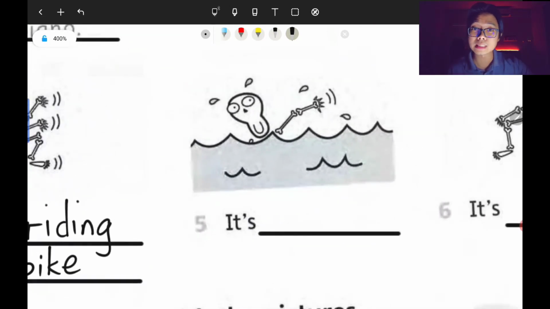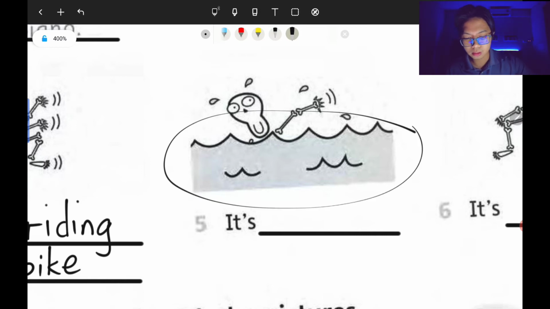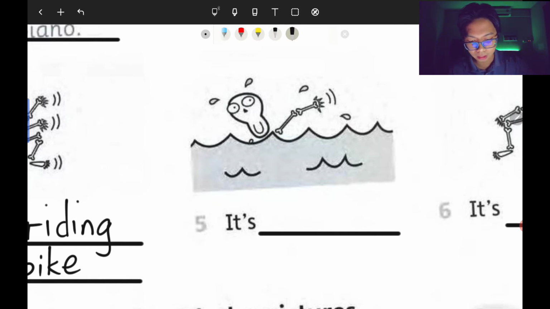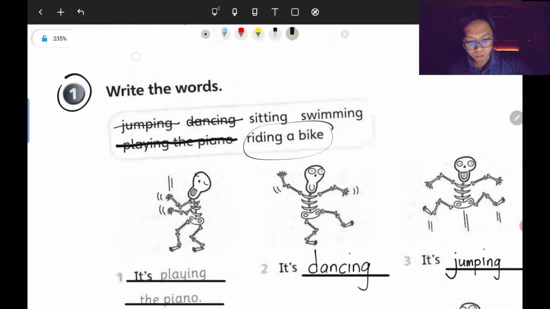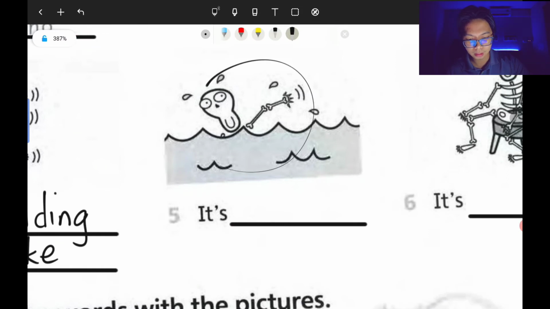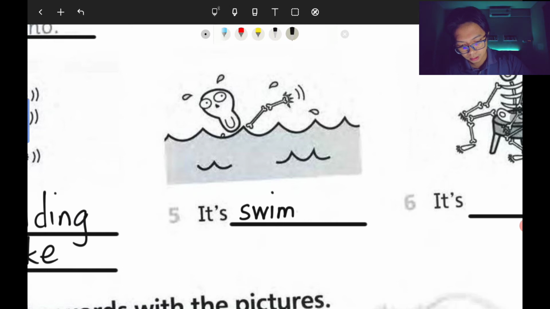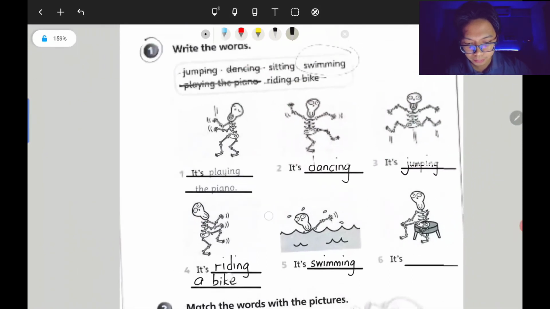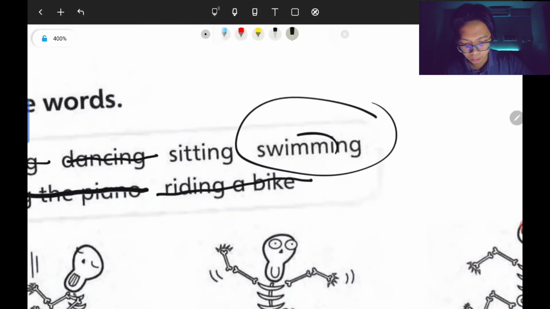Next one. It's easy. You can see the water. Okay, kamu boleh nampak ada air. It must be swimming. Mestilah berenang. Okay, we cancel out the previous answer. Let's write down swimming. Mestilah berenang kan. Remember, no skeleton, you will not be able to swim. SWIMMING, double M. Okay, just like over here, ada 2 M.